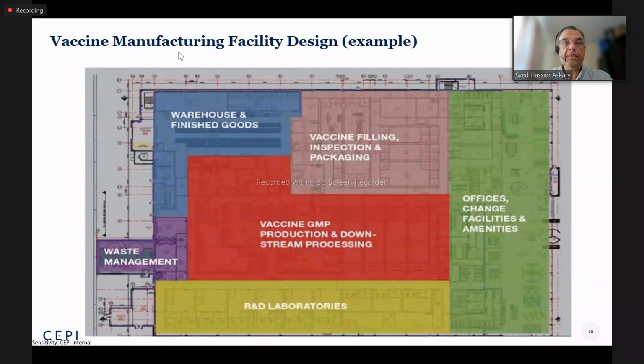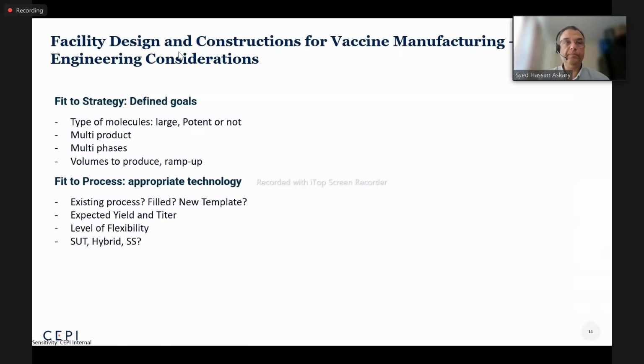A typical vaccine manufacturing facility design, where you have to have a warehouse and filling and office area, and the GMP production area, and the laboratories. This laboratory area is basically for in-process controls, which are not release tests, but there are certain tests that you have to perform before moving to the next step, and the waste management system.